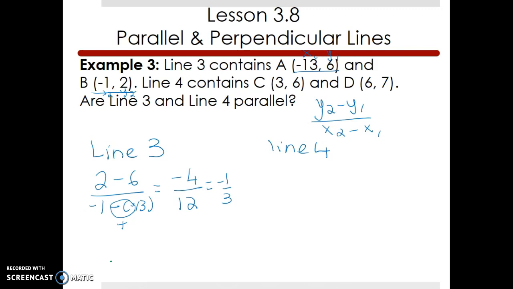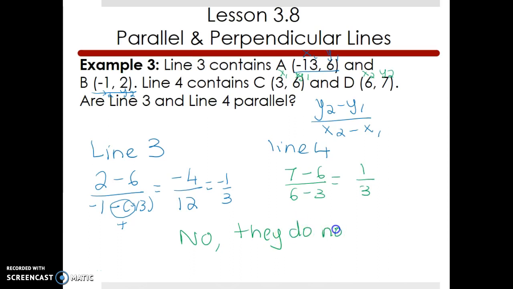My next line, I'm going to do the same thing: x1, y1, x2, y2. So for the next line, I'm going to do 7 minus 6 over 6 minus 3. So I get 7 minus 6 is 1, and 6 minus 3 is 3. So is negative 1/3 equal to 1/3? No, because one's negative, one's positive, so they're not the same. They do not have the same slope.